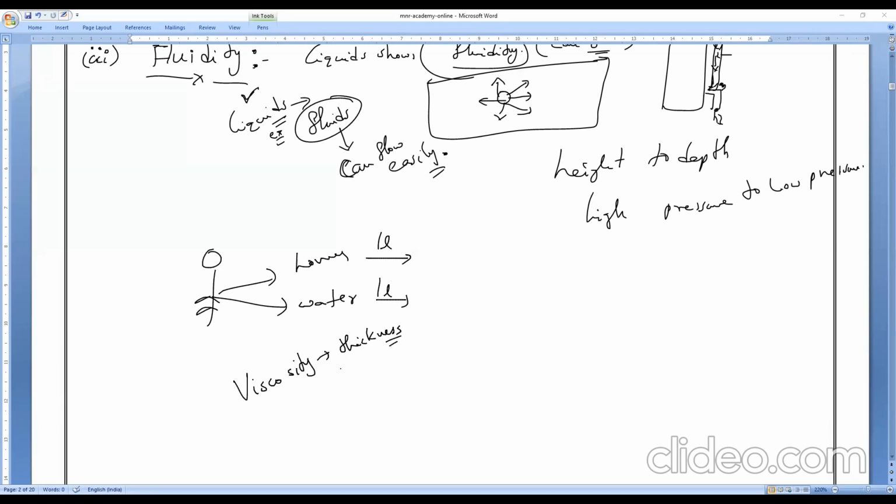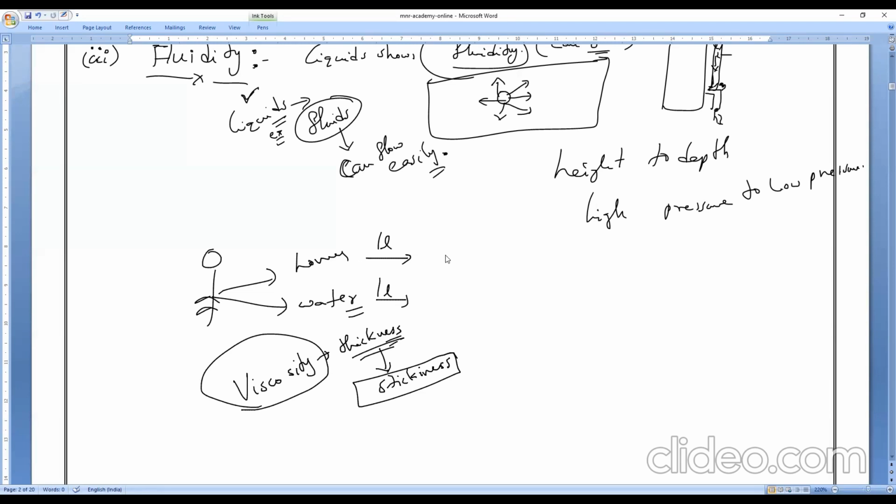Viscosity means stickiness. If I put my hand in honey and if I put my hand in water, which sticks more to my hand, honey or water? Honey. That property we call viscosity. Clear, everybody? All of you remember, that is what you have to understand.